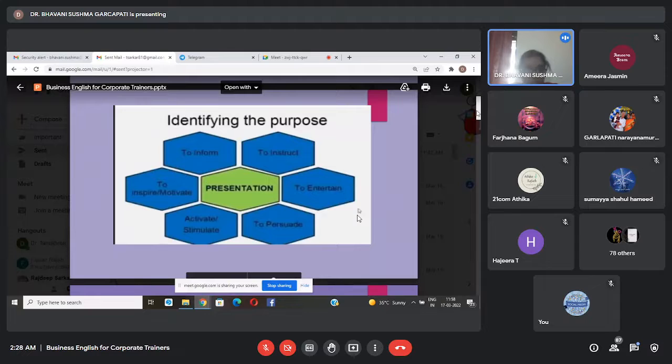Then activate or stimulate, which means a live performance. It can be like a discussion mode, like question and answer, or you can give a survey, or some multiple choice, or ask some questions to the audience. So a presentation can be done in different ways, but which way you are going to select is the important thing. So in these types you can present.